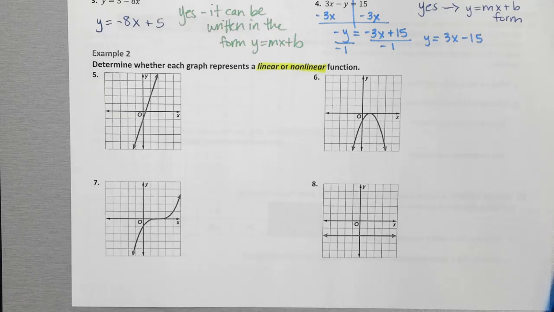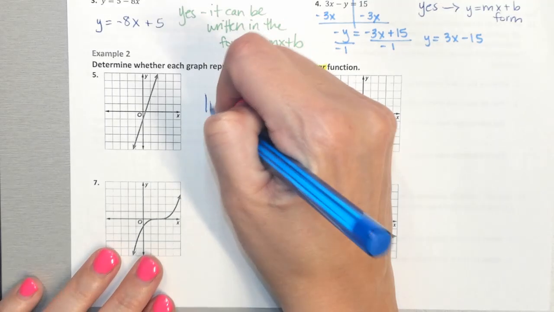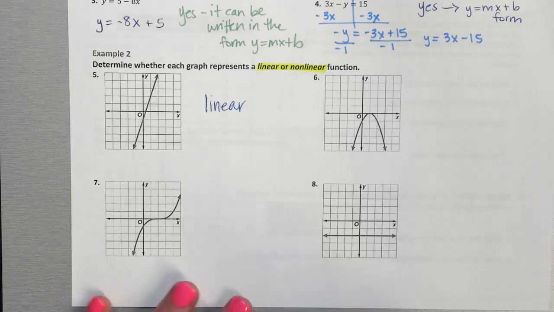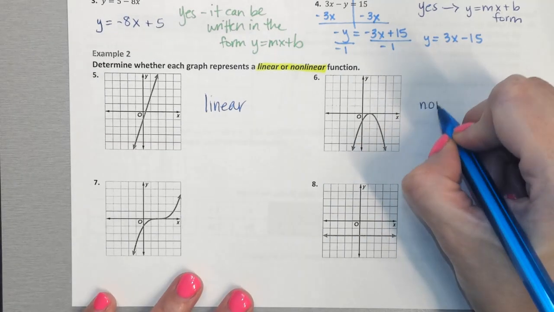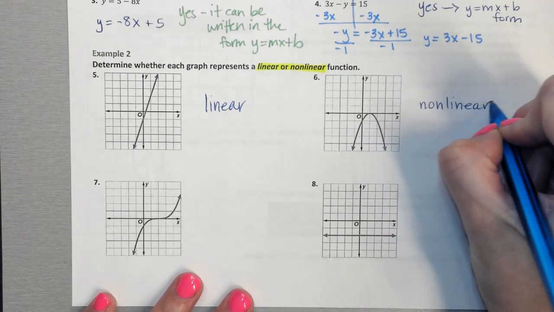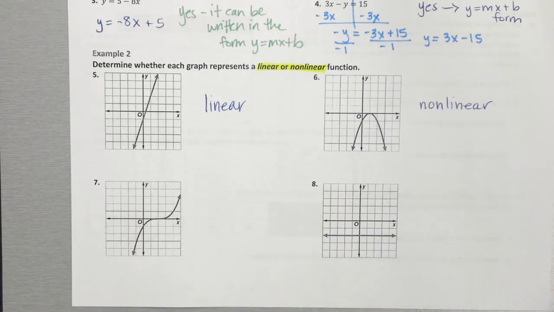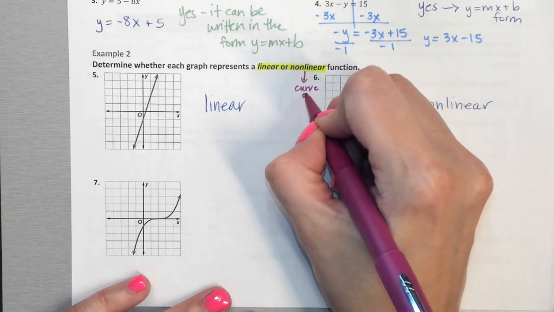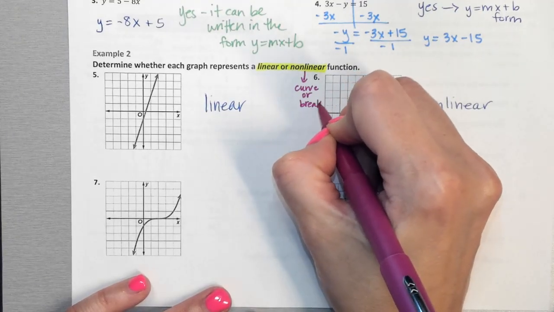All right, Bella, will you tell me what you got for 5? Linear. Great, linear is correct. For number 6, Addison, what'd you get for that? Yep, so if it has a curve in it, it'll be nonlinear. Anytime there's a curve or a break, it will be nonlinear.